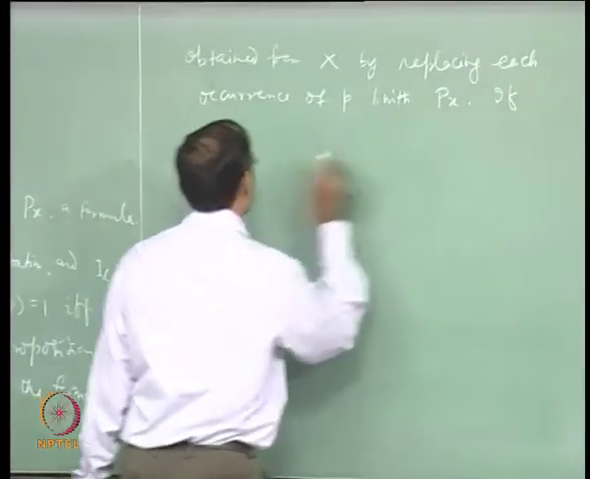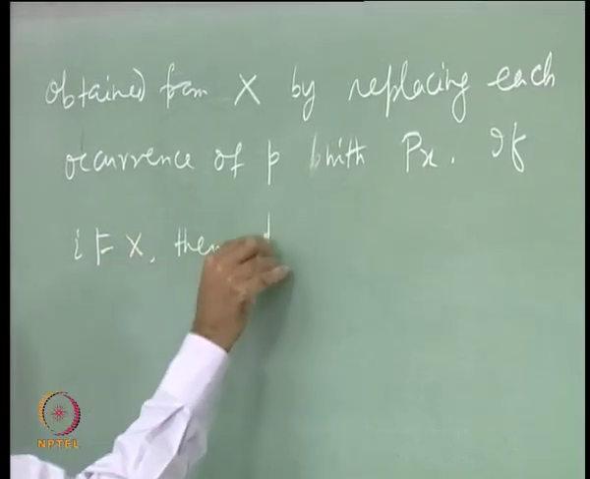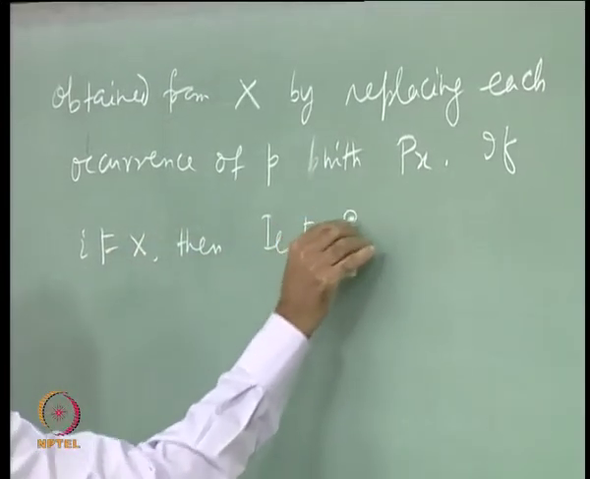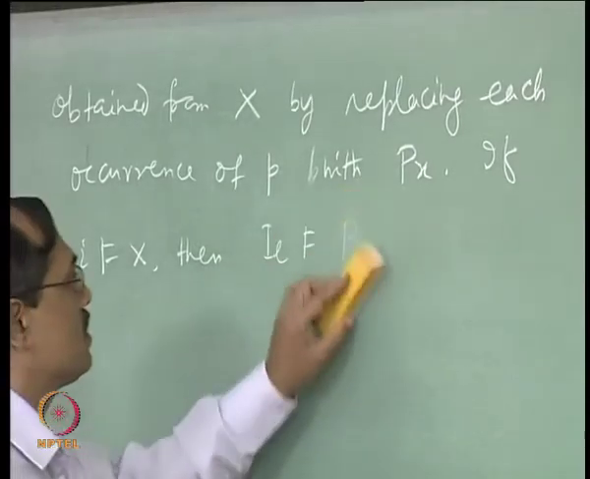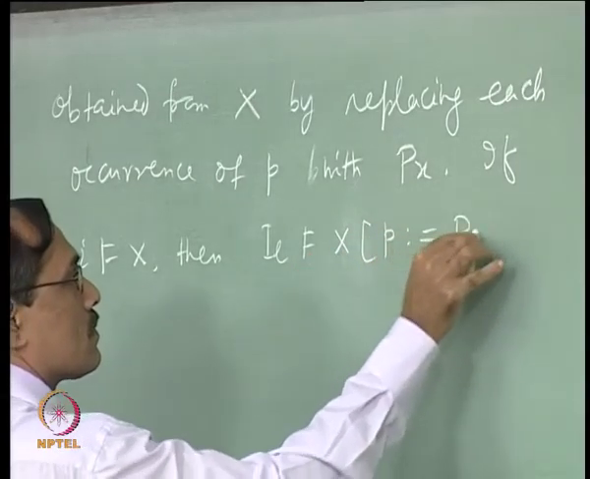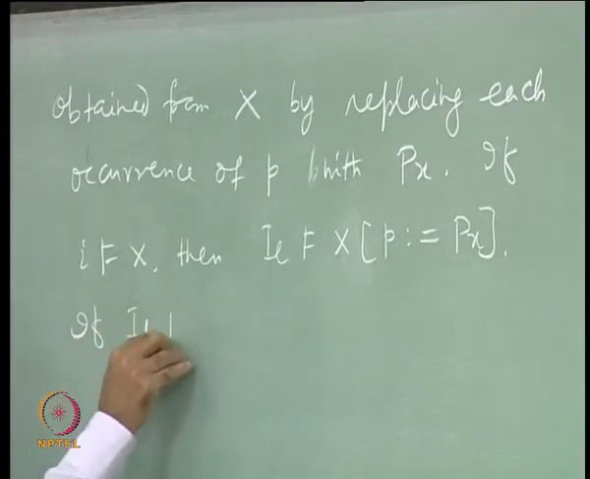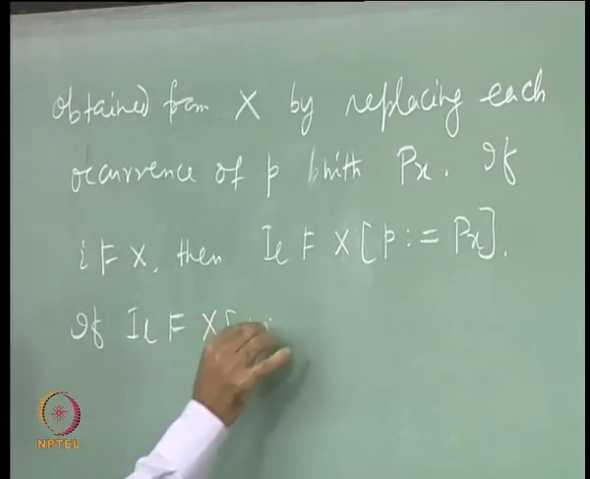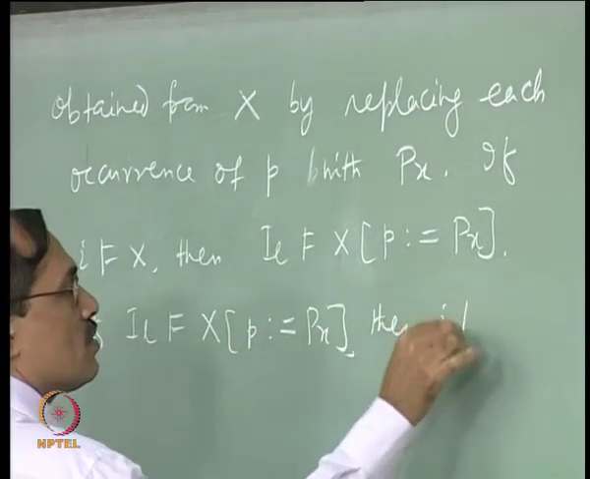So, if I satisfies x, then IL must satisfy x with p substituted by Px, not Px. And conversely also. Similarly, if IL satisfies this new formula, then I should satisfy x.